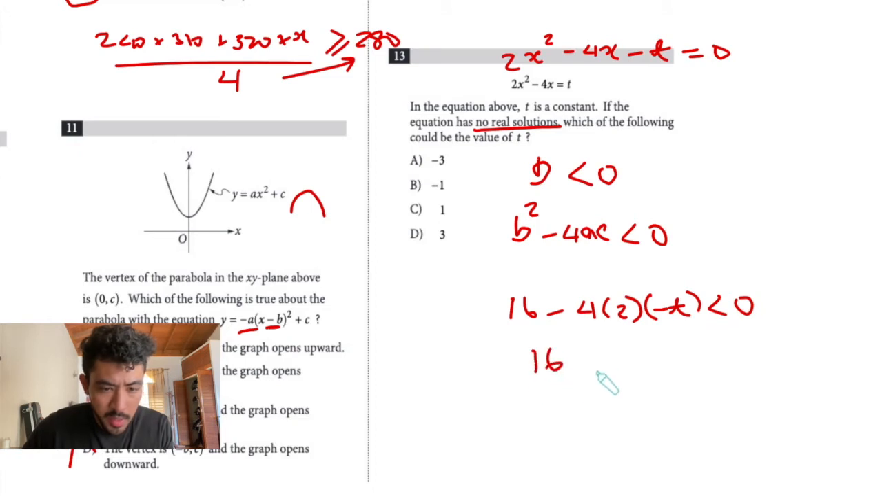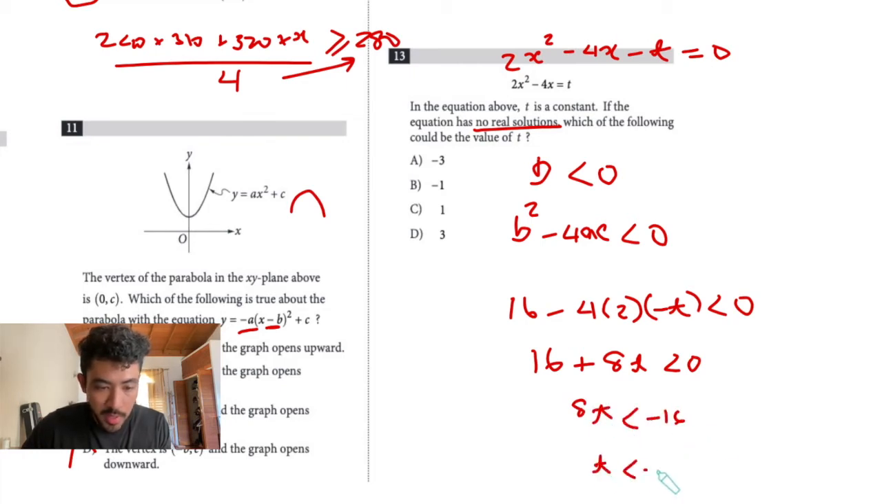That means 16 plus 8t is less than 0. 8t should be less than negative 16. T should be less than negative 2. Of the answers, only negative 3 is less than negative 2.